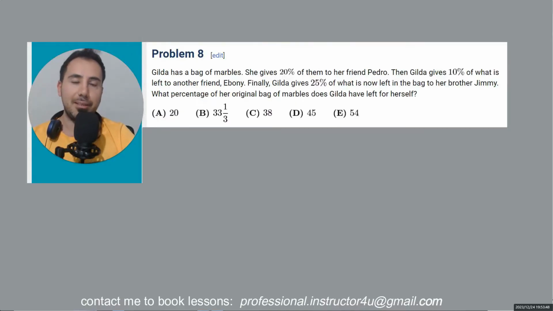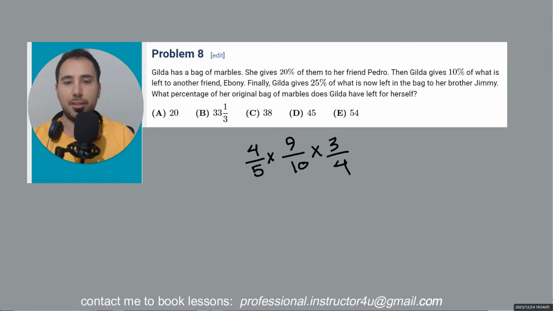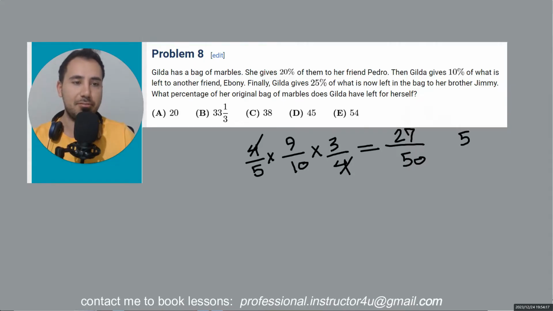For problem 8, I'm going to show you how you can do this under 30 seconds. All you have to do is multiply 4 over 5 by 9 over 10 and multiply this by 3 over 4. And look, this 4 is canceled with this 4. So it's equal to 27 over 50. I multiply both of them by 2. It's going to be 54 over 100. They are equal, and this is 54%.